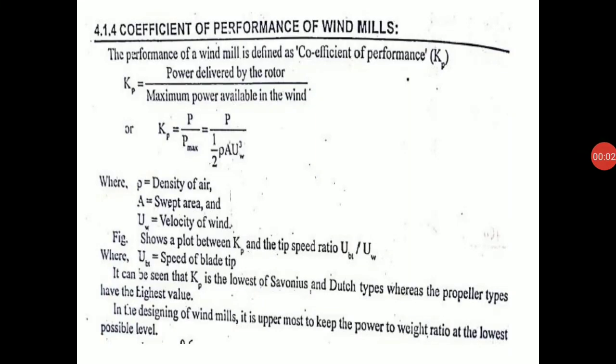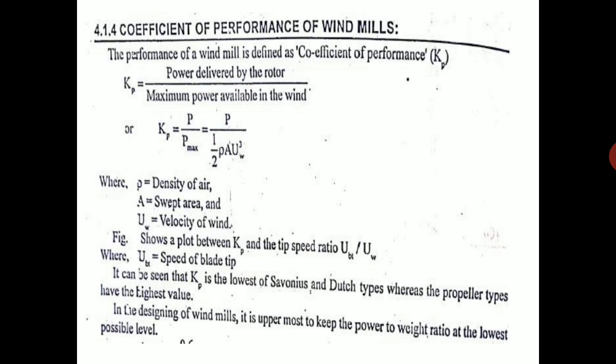Hello students. Now we shall look at the coefficient of performance of windmills. If we use the term Kp, coefficient of performance, for a windmill, this is equal to the power delivered by the rotor, that is the actual power which is delivered, divided by the maximum power which can be delivered based on the wind. So actual by ideal. So this is Kp, that is P divided by P max.